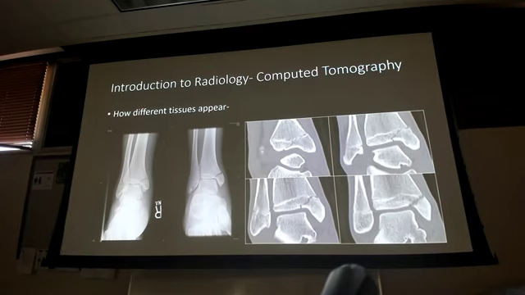So again, just more CTs showing you the detail of a fracture. Okay, so here's the fracture. But now look when I do a CT, look at how much more detail I get on that fracture. Very, very beneficial if it's something that we think is going to require surgery.